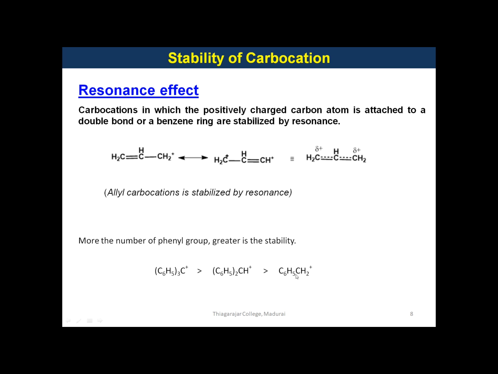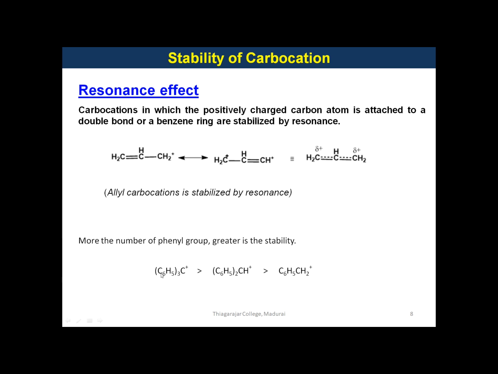In these cases, the vacant p orbital on carbon bearing positive charge is in conjugation with pi bond, and thus delocalization occurs through p-pi overlap. In the case of carbocation containing phenyl groups, the triphenyl methyl carbocation is most stable compared to secondary and then primary, because more number of resonating structures are possible when we have more number of phenyl groups.